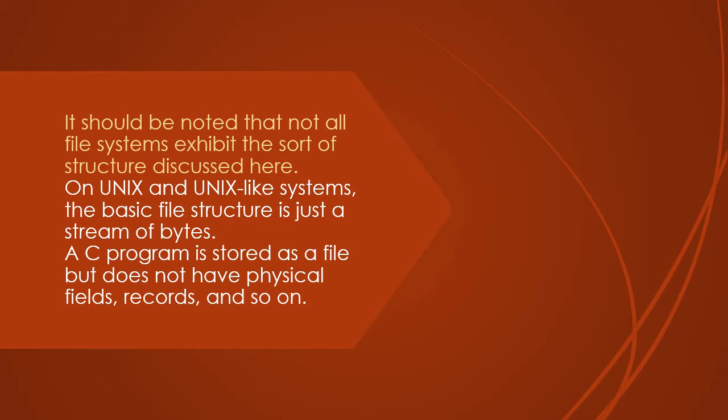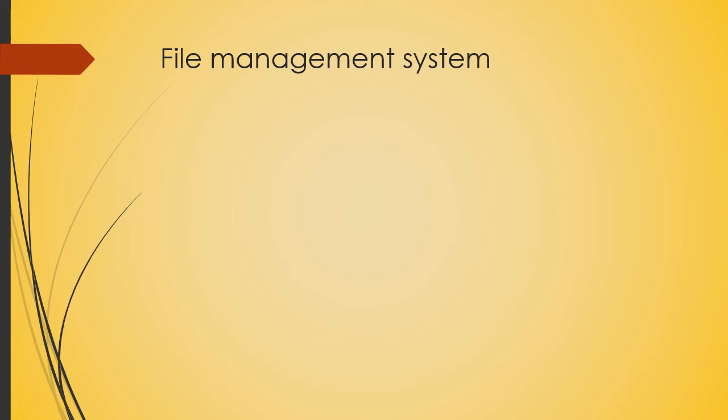It should be noted that not all file systems exhibit the sort of structure discussed here. On Unix and Unix-like systems, the basic file structure is just a stream of bytes. A C program is stored as a file but does not have physical fields, records, and so on.